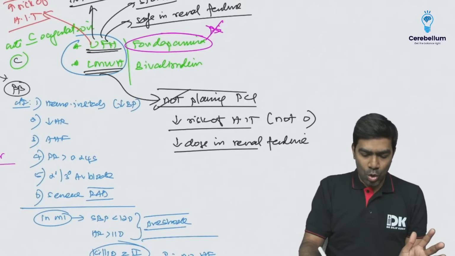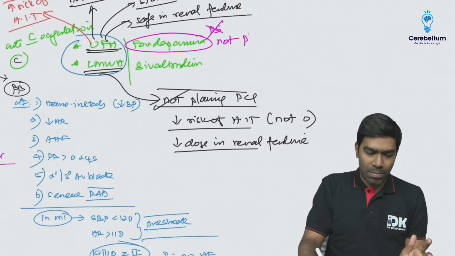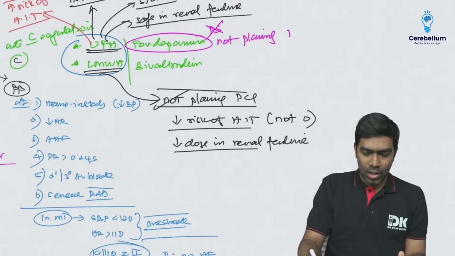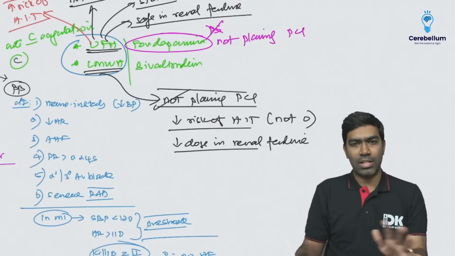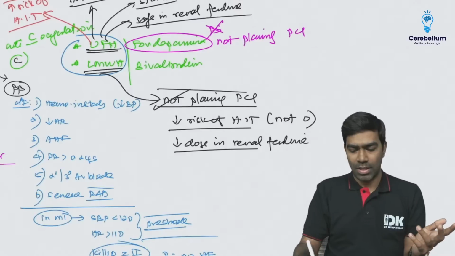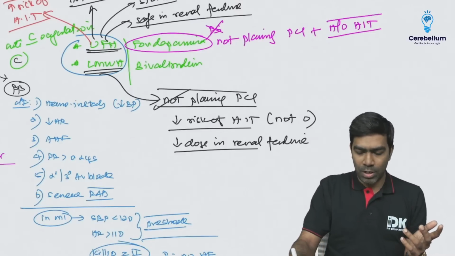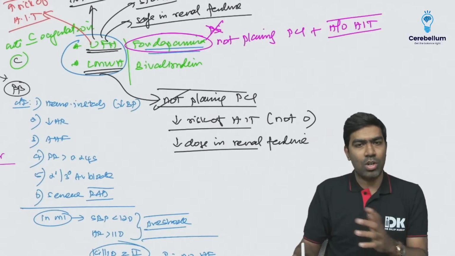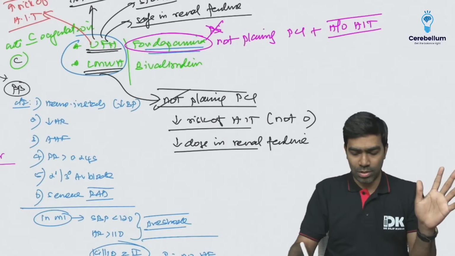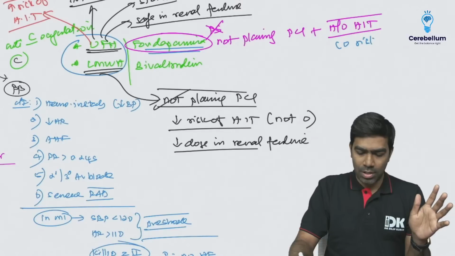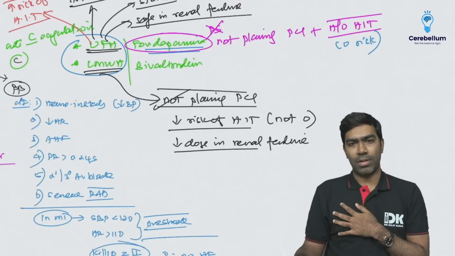So it will be used only when you are not planning for a PCI, in the next 24 to 48 hours or whatever it is. Plus, if the patient has a history of heparin-induced thrombocytopenia, because this is not going to cause heparin-induced thrombocytopenia. There is zero risk of heparin-induced thrombocytopenia.